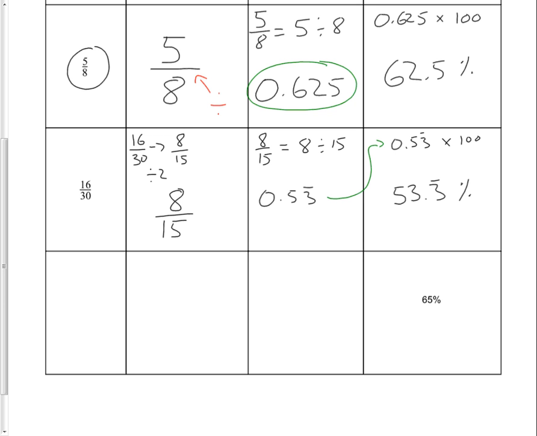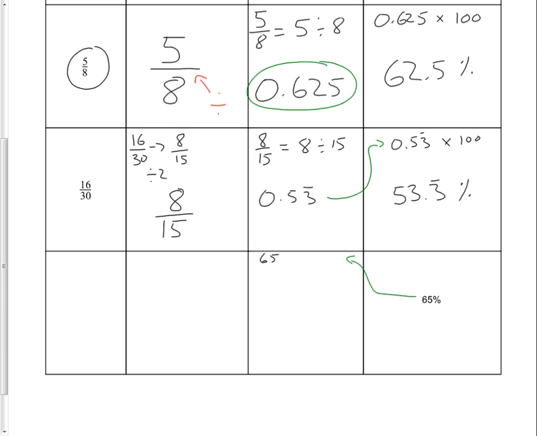So the way we go the other way is we take our percentage and we're actually going to divide the percentage by 100. We're going to do the opposite operation. Just like when we were converting from a decimal into a percentage, we multiplied by 100, now, in order to convert from a percentage into a decimal, we're going to divide by 100.